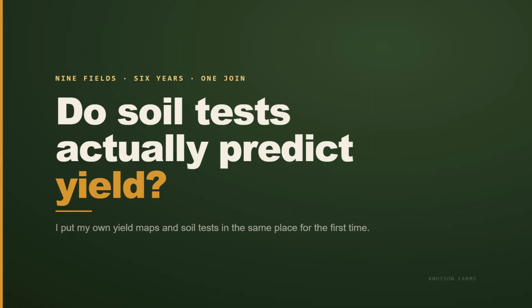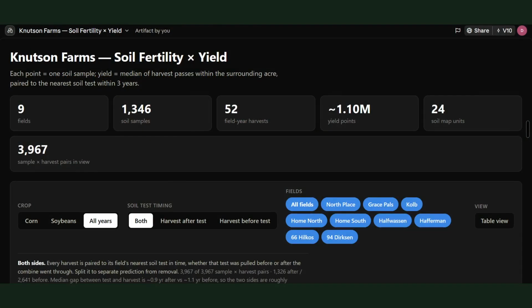I've got 6 years of yield maps and a stack of soil tests, and they've never once been put in the same place. So I paired every soil sample to the yield on its own acre. Here's what I did, and here's what actually fell out.